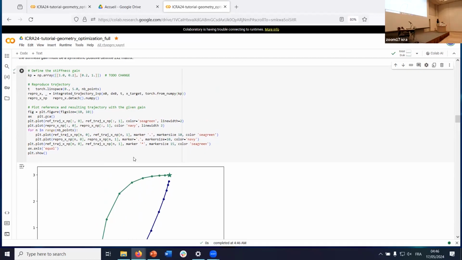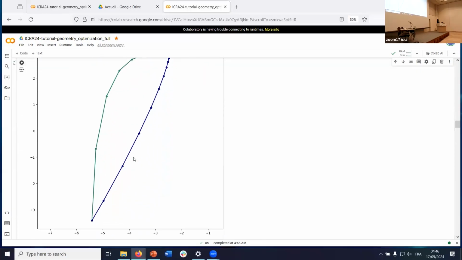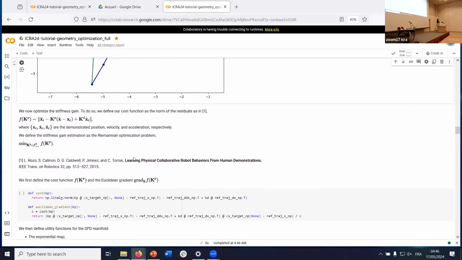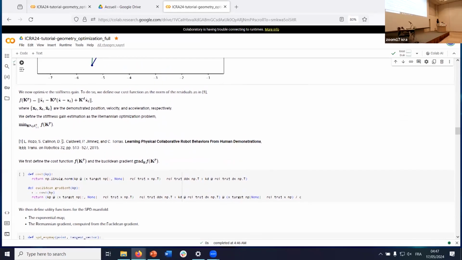So you can play around with that a bit. It's not that easy. So what we do is that we want to optimize this stiffness matrix. This optimization problem is basically only the sum of residuals over all time steps, where we have here the demonstrated acceleration, demonstrated position, demonstrated velocity, and this is the stiffness matrix which we aim at optimizing, right?